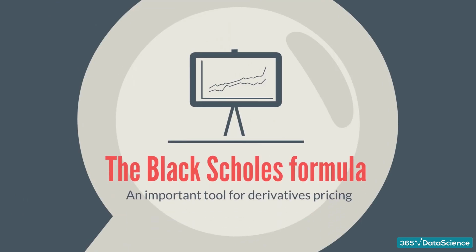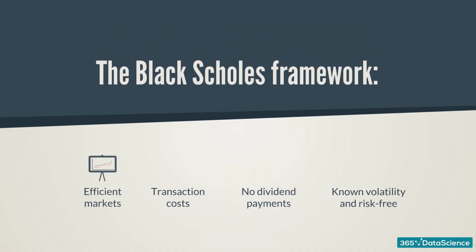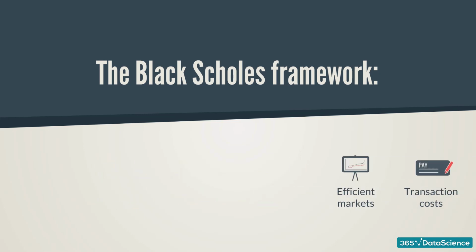The Black-Scholes formula is one of the most popular financial instruments used in the past 40 years. It was derived by Fisher Black, Myron Scholes, and Robert Merton in 1973, and since then has become the primary tool for derivatives pricing. The original framework developed by the three scientists considered the pricing of a European call or put option and assumed efficient markets, absence of transaction costs, no dividend payments, and known volatility and risk-free rate. Some of these hypotheses can be relaxed to calculate an option's price in practice.